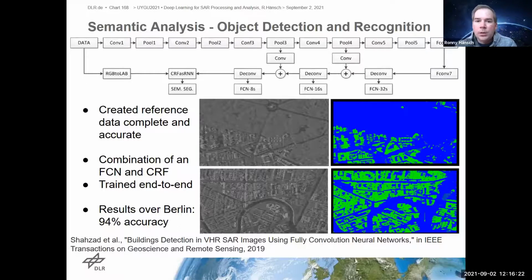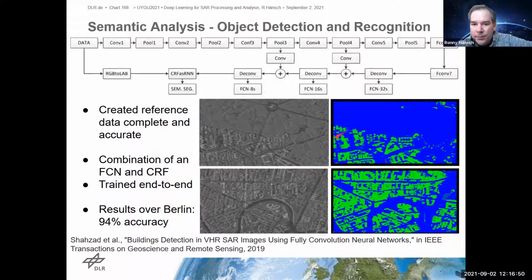Then they put this into a convolutional neural network. It's a little bit special. So you have your convolution and pooling layers going on, computing the features. Then they attach a conditional random field in order to do some smoothing. They cast it as a recurrent neural network so that they can include it here. And then they train the whole thing end to end. And it works quite well. So they have like 94% accuracy of the detection results over Berlin, right?